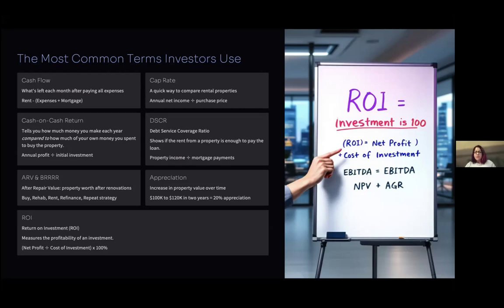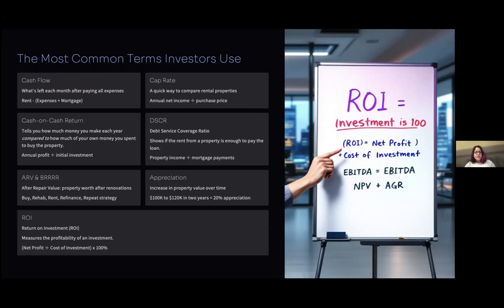We talked about BRRRR last time as well. That's a strategy when it comes to investing that you'll hear a lot about. It was popularized by BiggerPockets, which if you don't know about them, you should look them up. It's a company that does a lot of real estate investing education. We'll talk a little bit more about them later.